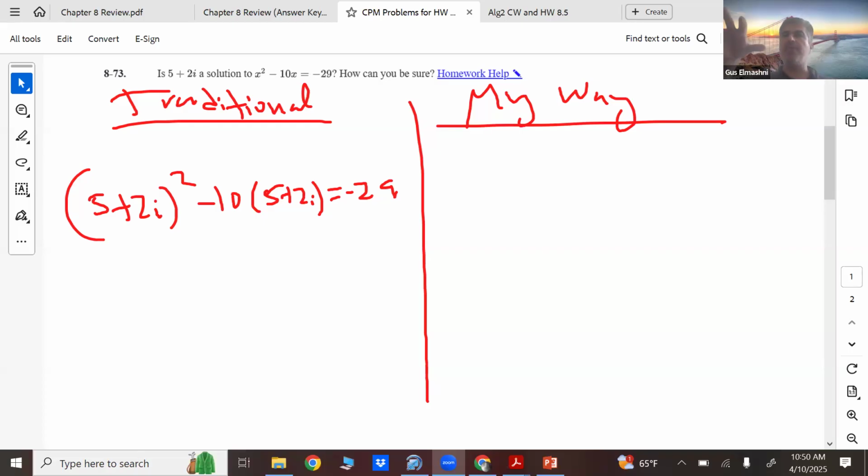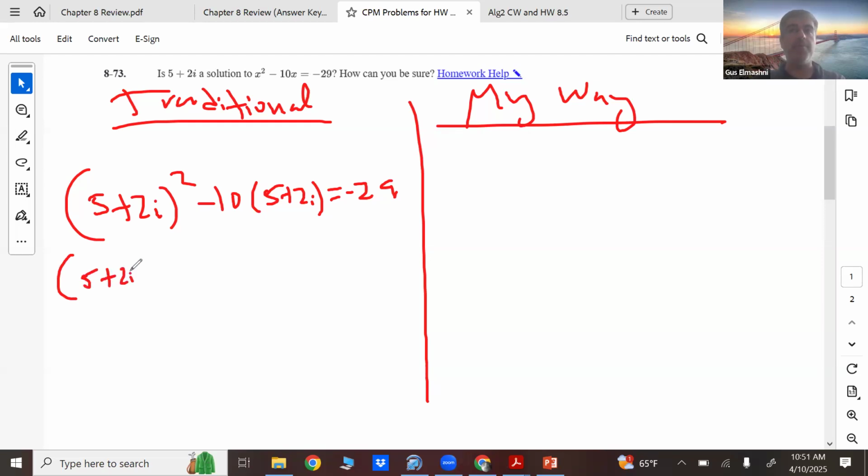Okay, so whenever you're asked if a number is a solution to an equation, you should plug it in and see if the left side equals the right side. We know this, right? But when it's imaginary, it's more challenging because you have all this other stuff to deal with, like 5 plus 2i squared. What do I do with that? How do I square that? What do you guys think?